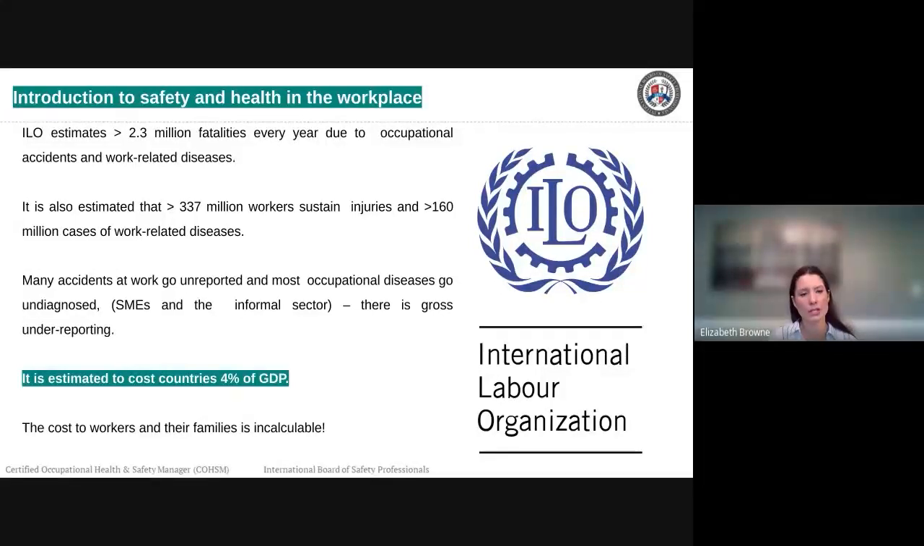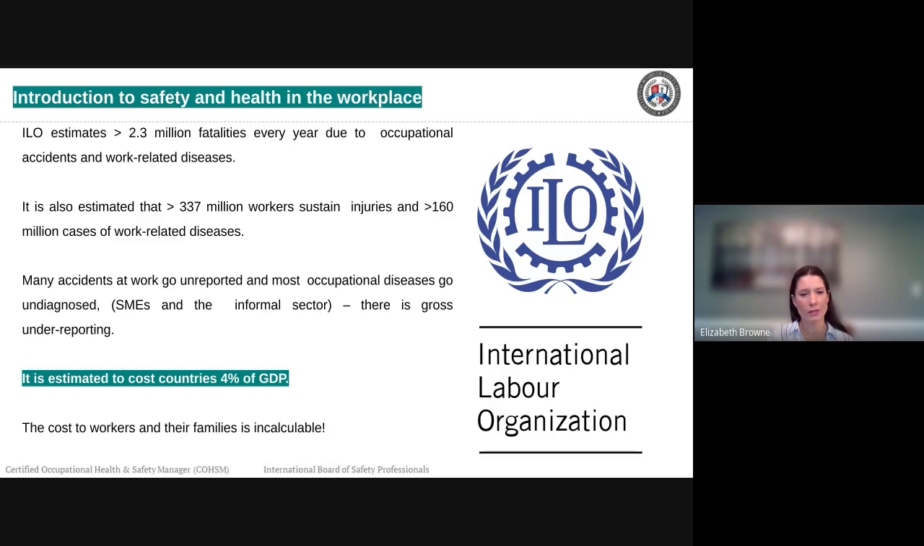The International Labor Organization, or the ILO, we saw that estimates there's greater than 2.3 million fatalities every year due to occupational accidents and work-related diseases. And then more than 337 million workers sustain injuries, more than 160 million cases of work-related diseases. And as I mentioned on the last slide, that's just the accidents and illnesses that are being reported. So many accidents at work can go unreported. And most occupational diseases can go undiagnosed. So there is a gross underreporting.